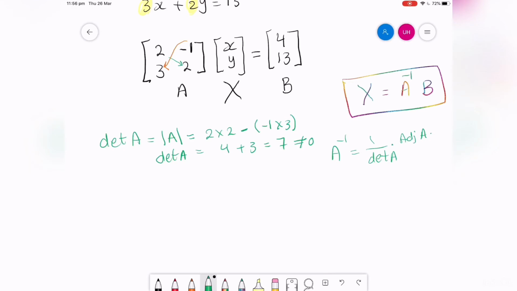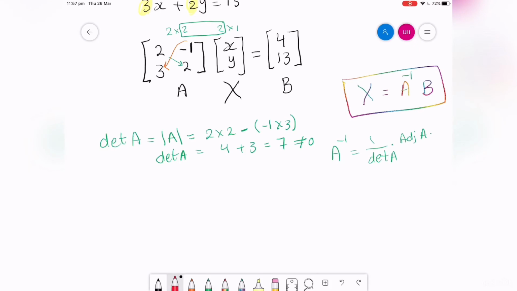And also we can check this: this matrix is 2 by 2, and this matrix is 2 by 1, and because the inner numbers are the same, that means we can multiply, so that's fine. Okay, so I found the determinant.